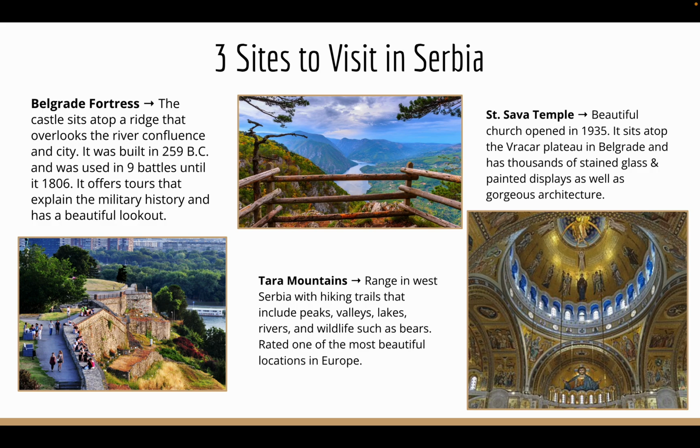So, three important sites that you would visit if you got to go to Serbia. The Belgrade Fortress sits atop a ridge that overlooks the city of Belgrade and the river confluence that I was talking about earlier. This has been around since 259 BC and has been used in 9 battles until it was memorialized in 1806. It offers tours that explain the military history, and being on top of that ridge has a beautiful lookout of the city and the rivers.